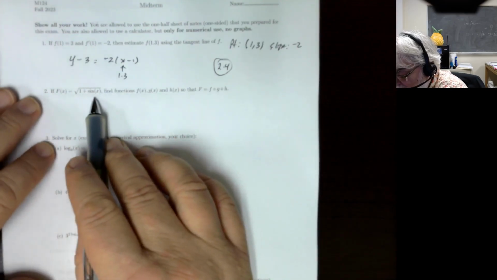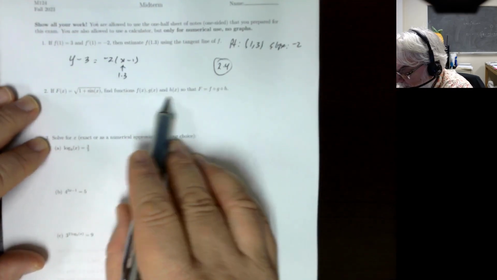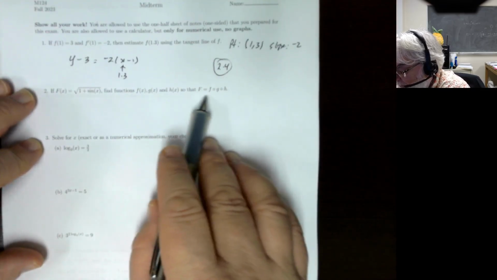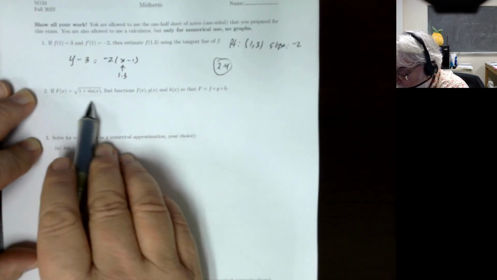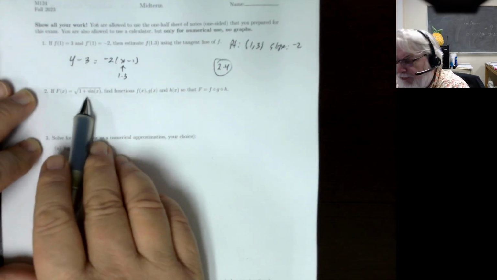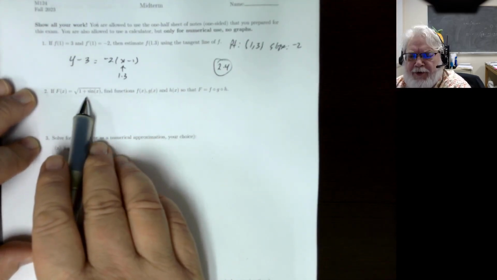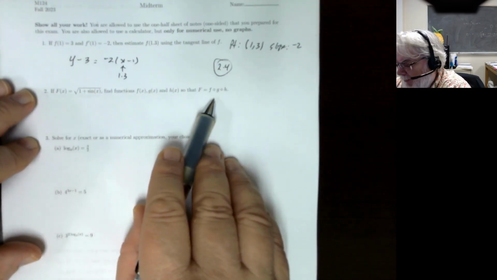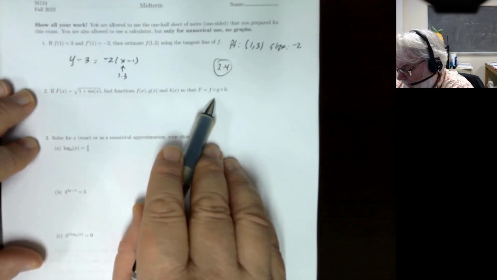Okay, this one we want to find f, g, and h such that we can write this capital F here, the square root of 1 plus sine of x, as a composition. And so this is really important because when we're using the chain rule, we want to be able to recognize the composition when we see it.